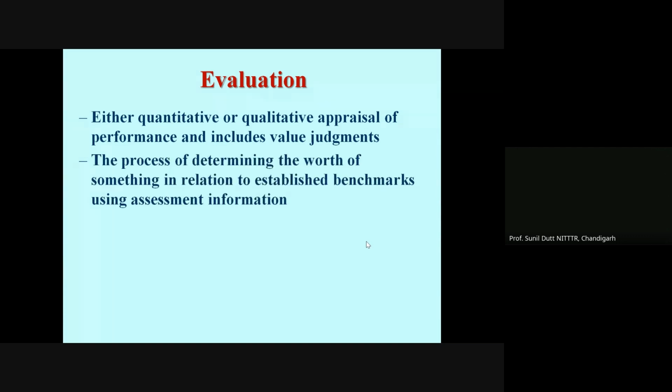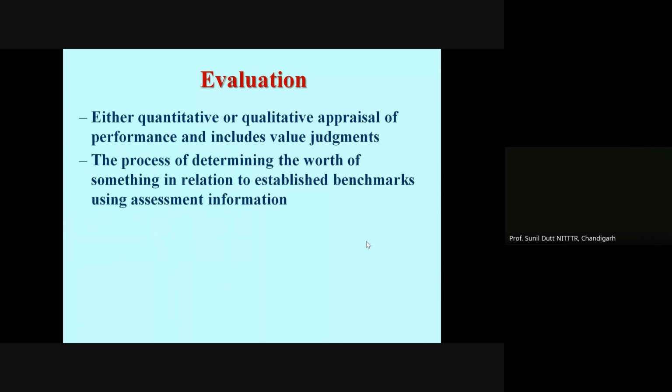It is the process of determining the worth of something in relation to established benchmarks using assessment information. Say my benchmark is that he should be able to define force 100% correctly as per my instruction. So I'll ask the question: define force. I will not ask what is force, what do you know about force, what do you mean by force, because these are measuring something different. Our benchmark is that he should be able to define force.